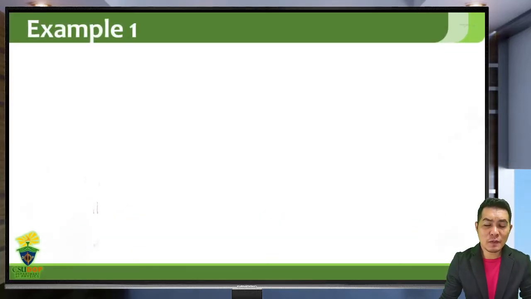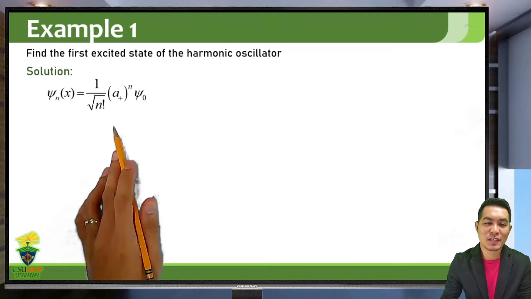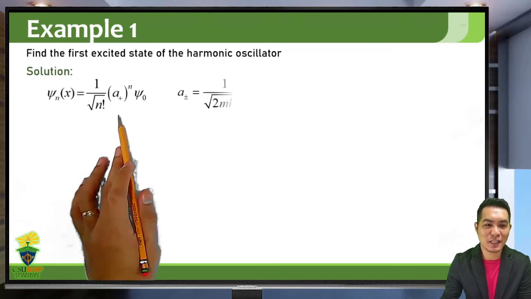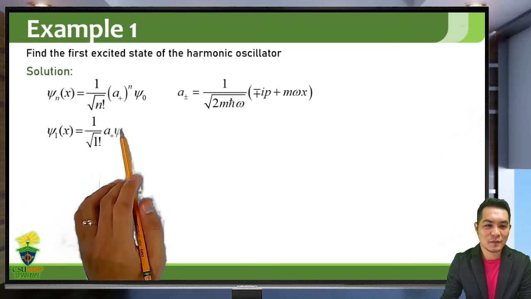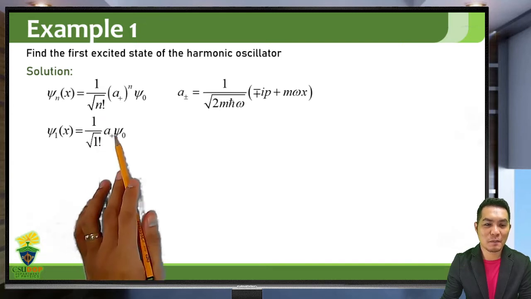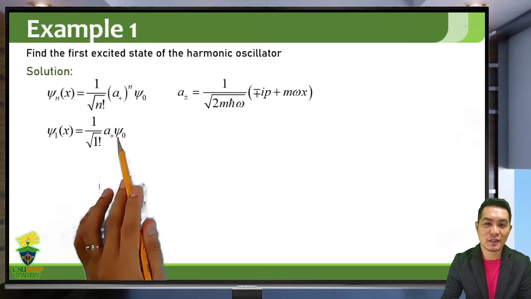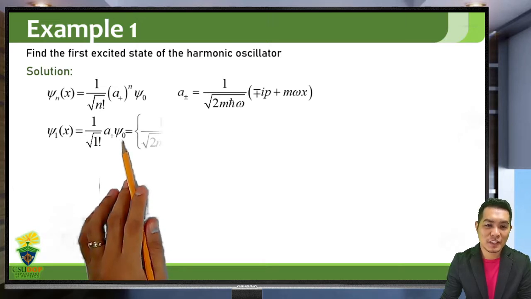So let's now have an example. First things first, find the first excited state of the harmonic oscillator, psi 1. So we use this formula. For n equal to 1, we have 1 over the square root of 1 factorial, then a plus psi naught. So basically it's just a plus psi naught, since that factor is just 1. So, the raising operator acting on the ground state.